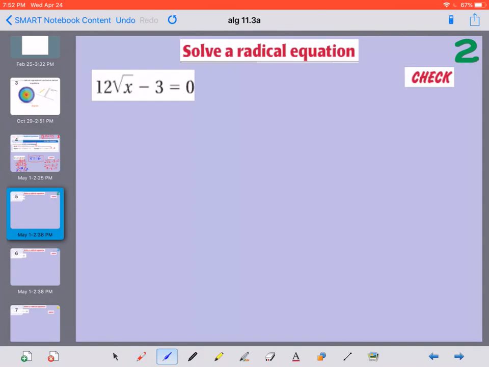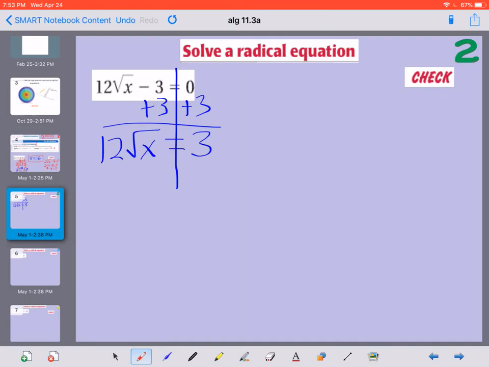Same thing here. What we're going to do is add the 3 to get that to the other side. So we'll get 12 times the square root of x equals 0 plus 3. Well, that's 3. Now what I'm going to do is divide by 12 because 12 and the square root of x are being multiplied. Okay, so if I divide by 12, then those cancel. I get the square root of x equals 3 divided by 12, which is actually going to give me 1/4.